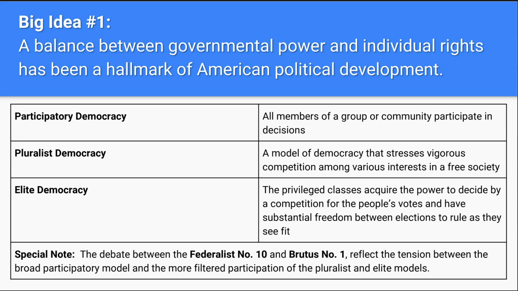And if you'll remember, the debate between two of those required documents, Federalist 10 and Brutus number 1, talks about this tension between a broad model of participatory democracy and the more filtered participation of the pluralist and the elite models. So we'll come across those themes again as we look at those documents specifically.